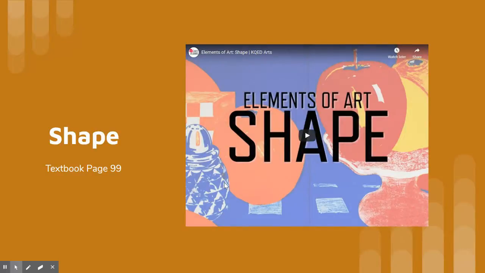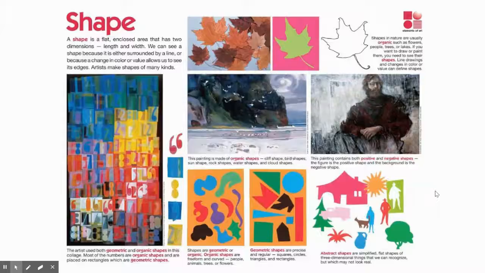So first we're looking at shape. This is the first video you should watch. Shape is basically a flat area that has two dimensions, and you can see a shape because it's surrounded by a line or because of the change in color. So these are all examples of shapes here. You can see that while some of these shapes don't have lines drawn around them, we can tell that it's a shape because of the color.